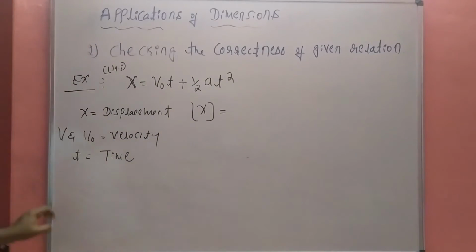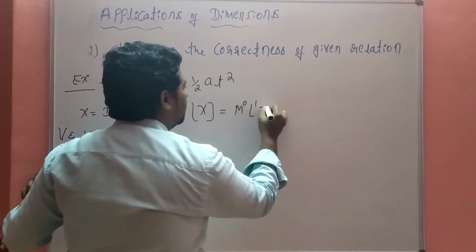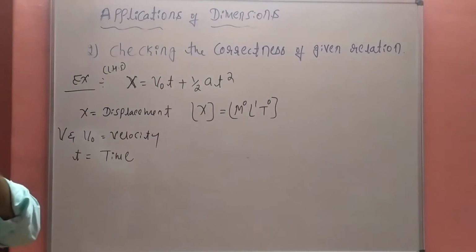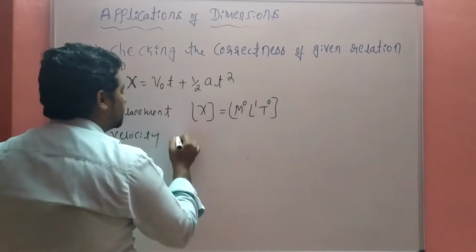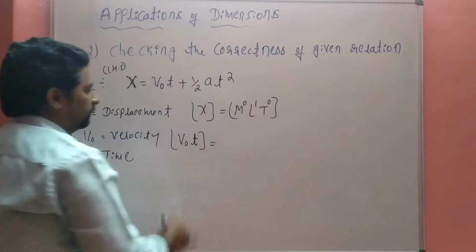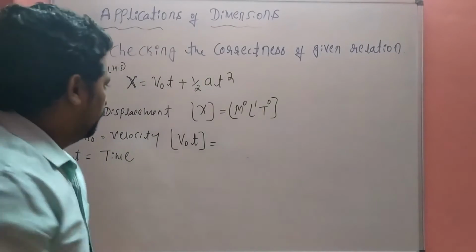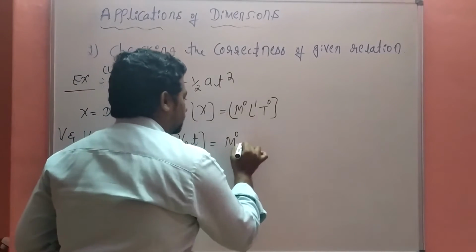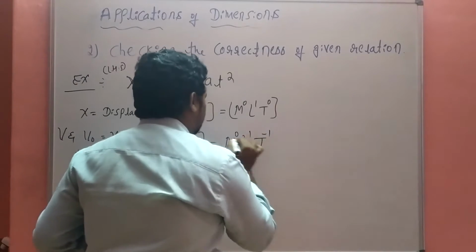Where X is displacement. Displacement means length. That is M0, L1, T0. Correct? Then V0T. Coming to the second one, V0T. V0 is velocity. Velocity is meter per second. Mass is not there, so M is 0. Meter per second.